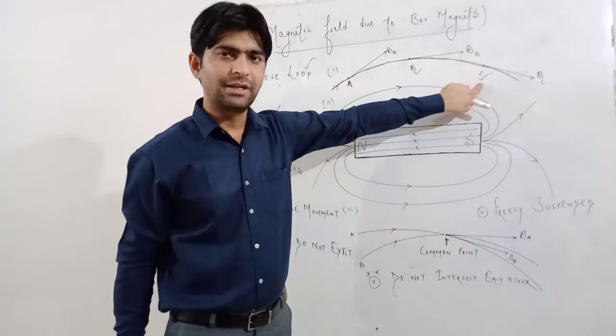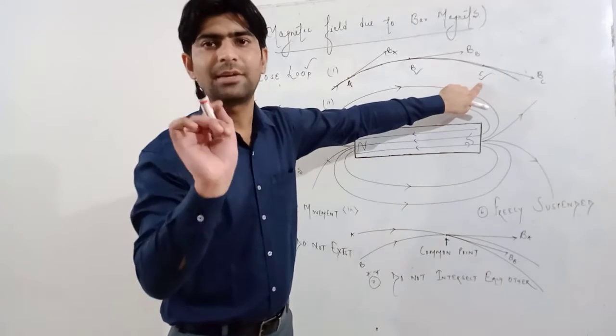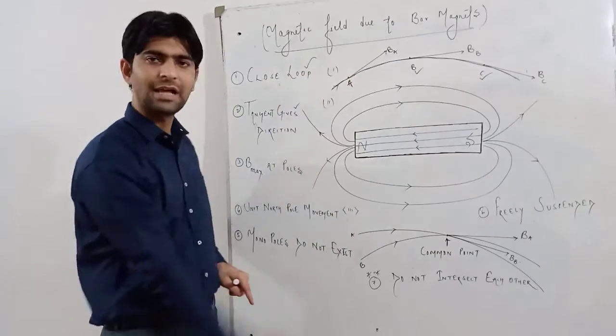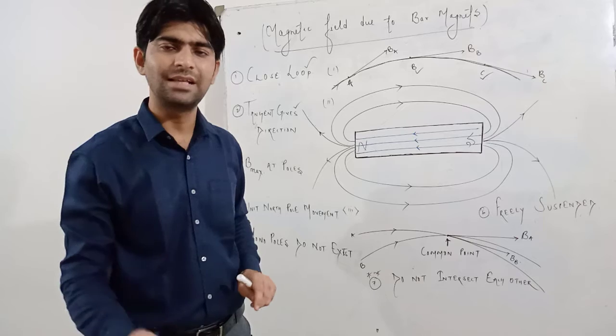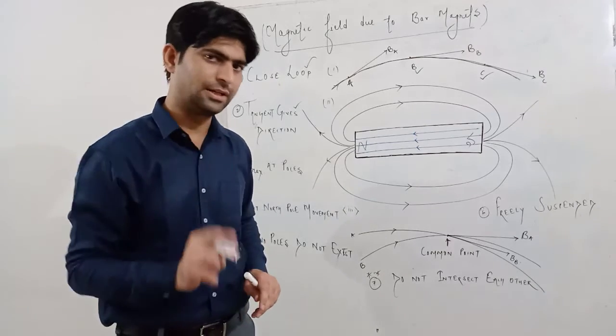So if you have to find the direction of magnetic field at a particular point, you have to draw a tangent at that particular point. This is the second property: the tangent gives the direction of magnetic field at a particular point. Now what is a tangent? A tangent is a line which touches the curve at only one point.